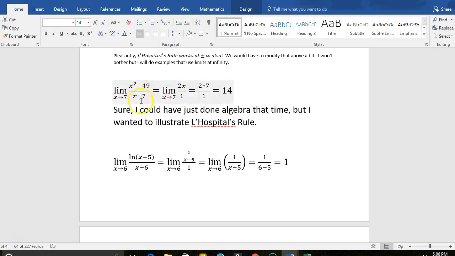You still got to cancel in any event before you can do the limit, even if you would have done algebra. But anyway, I wanted to illustrate L'Hopital's rule, okay? But let's go to this example down here.